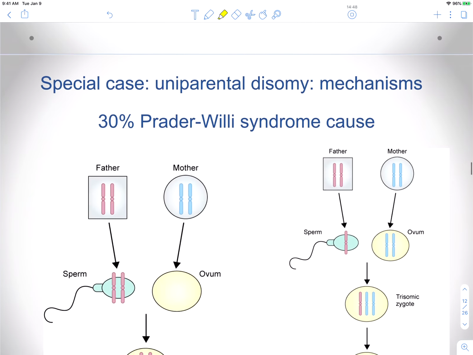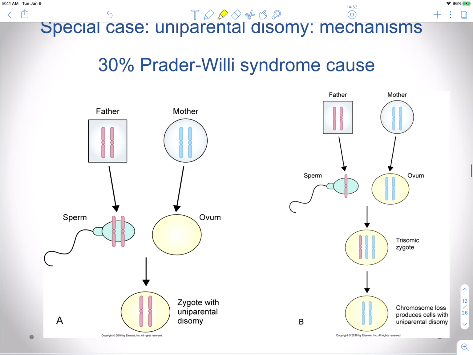So we talked about uniparental disomy already, and 30% of Prader-Willi syndromes are caused by this. And so this, of course, is when one parent contributes 2 copies of a chromosome and the other parent does not contribute a copy of the chromosome. So the 2 copies of one homolog is called isodisomy. So this would be the isodisomy.